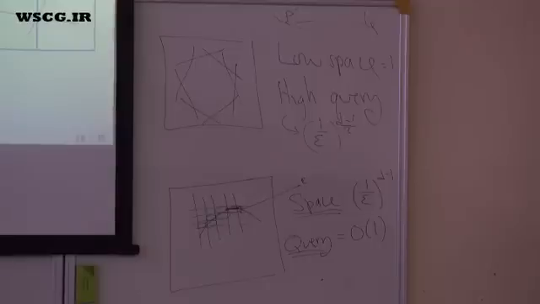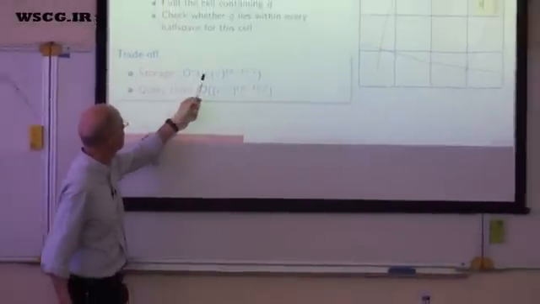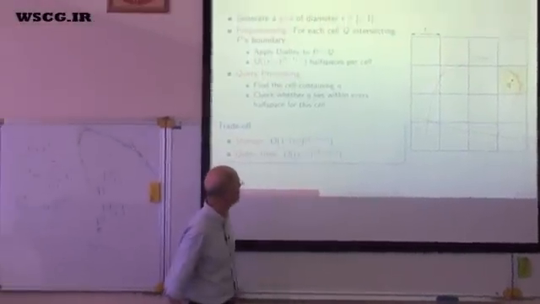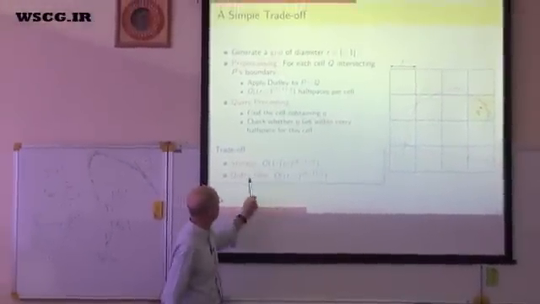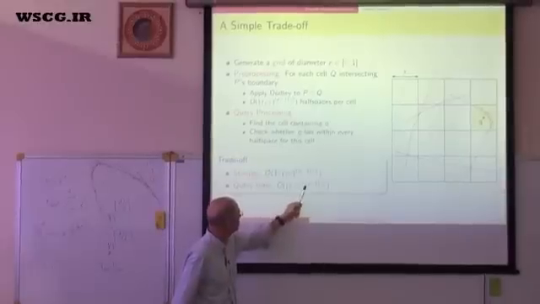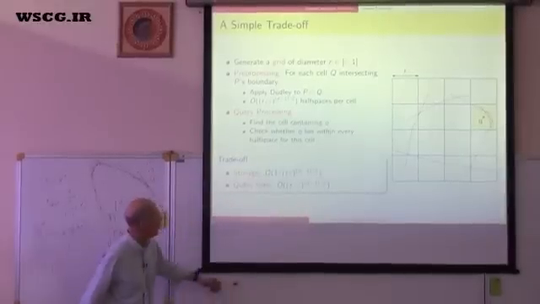So do I have the final result? The final result looks something like this. You wind up getting a storage that grows as 1 over r times epsilon to the (d minus 1) over 2, and you wind up with a query time, which is r over epsilon to the (d minus 1) over 2.